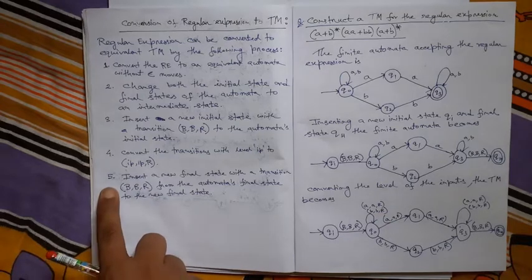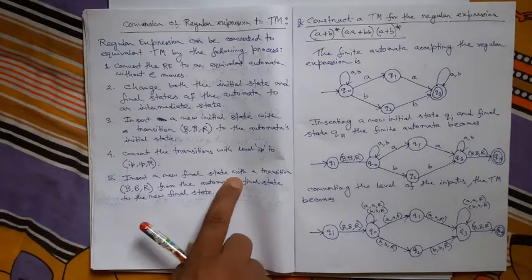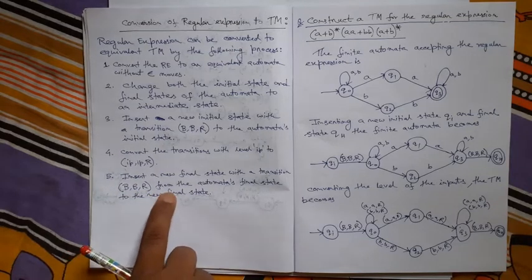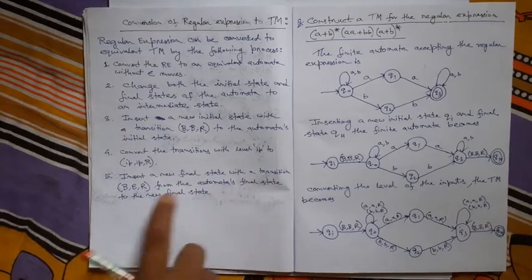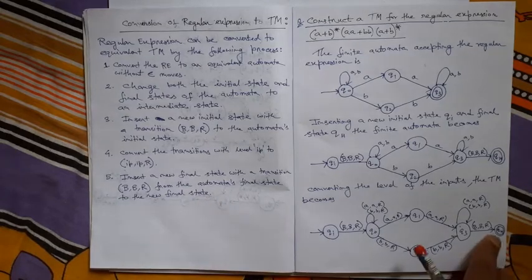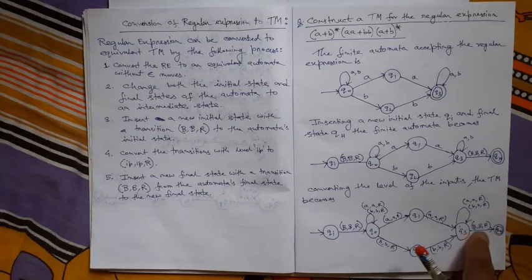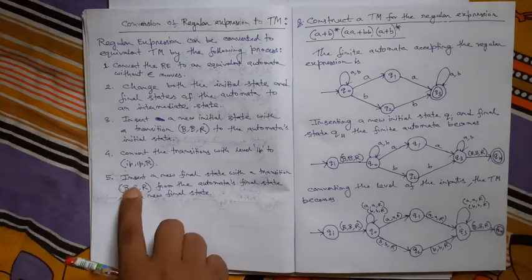And in the fifth step, insert a new final state with a transition blank R from the automata's final state to the new final state. So already you have inserted this in this diagram. You can see that QH, by this particular blank R move, transition we have given. So this we have to do as per the fifth process.